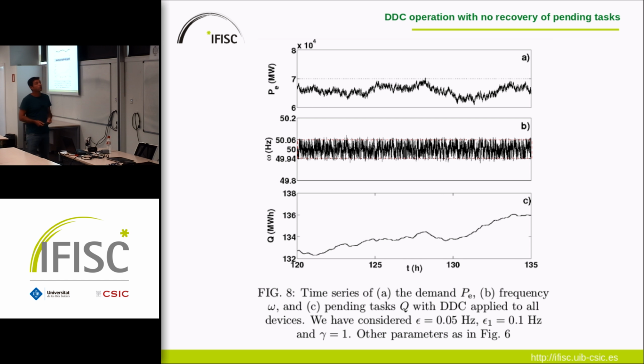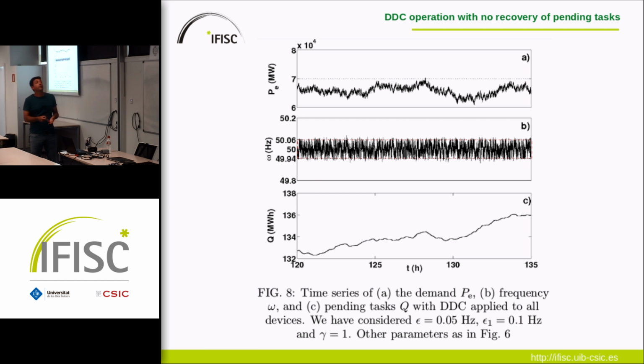So how does it work? Well, it works well in principle. That's what I want to show you. Here we apply the control without recovery of pending tasks. We put the second threshold for recovery very high, so that we never recover. So the devices, if the frequency is not good, wait, and they may wait forever in this case.